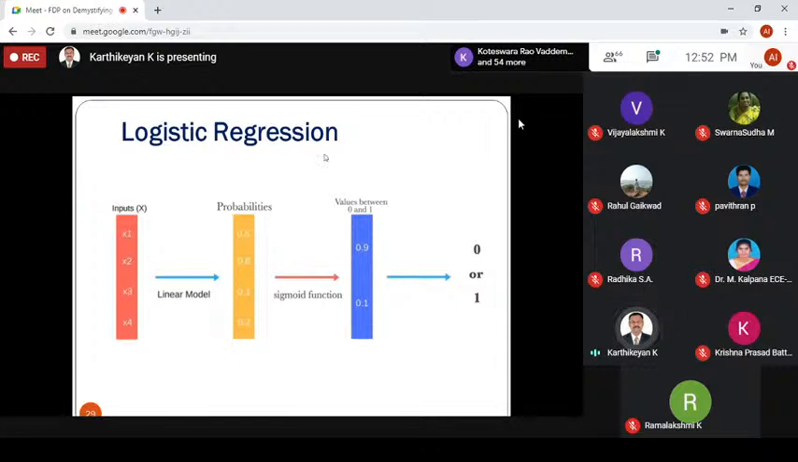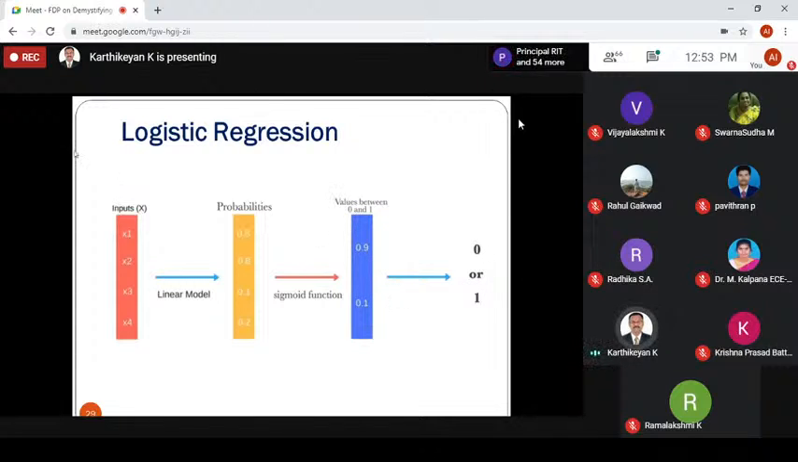For logistic regression, we will be introducing one more function. That function is called a sigmoidal function. All those data values are given to the linear model. This linear model will provide the probabilities. Now these probabilities are given to the sigmoidal function. That sigmoidal function will give you the binary value. Either it is 0.9 or 0.1, right? So the output will be 0 or 1 based on this, right?